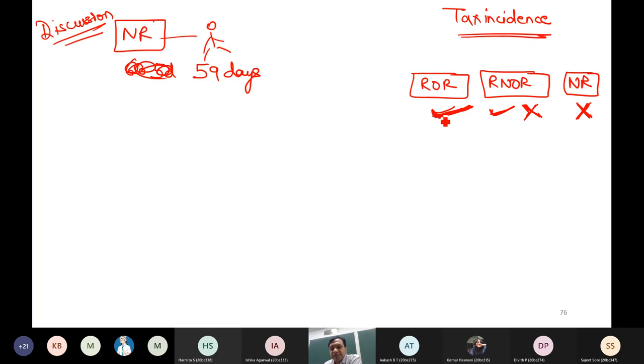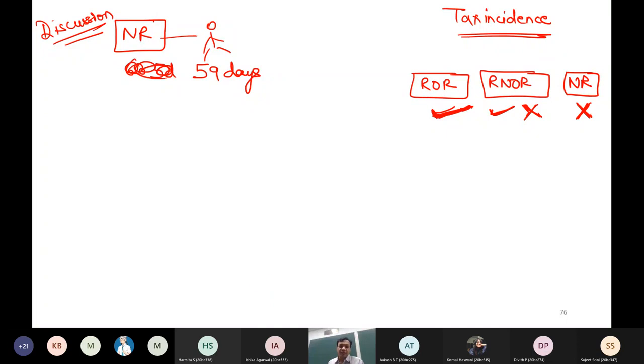So what is beneficial for the assessee? From the taxation point of view, as far as residential status is concerned, should I be ROR, RNOR or NR? What is beneficial for me as an assessee, not from the tax department's point of view? NR, because in case of non-resident, most of the incomes are not taxable. In ROR, most of the incomes are taxable in India. In RNOR, some incomes are taxable and some are not. So from a tax planning or tax saving point of view, becoming non-resident is beneficial for me.